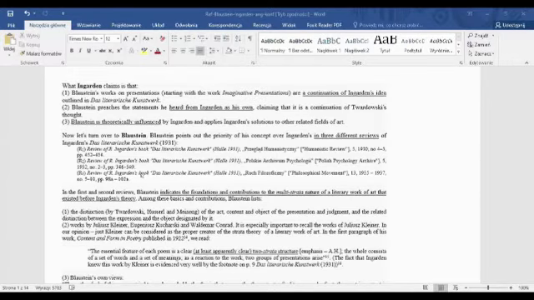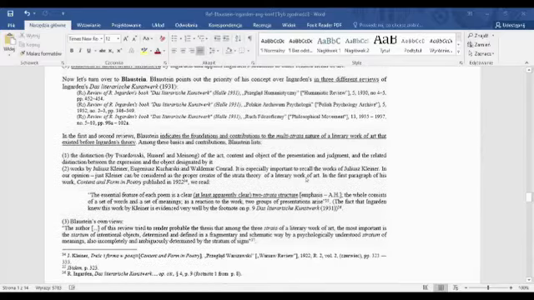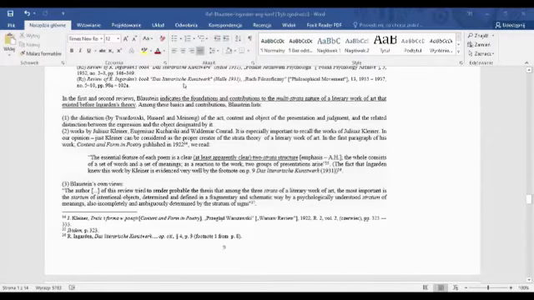Blaustein points out the priority of his concept of imaginative presentation over Ingarden's in three different reviews of Ingarden's Das literarische Kunstwerk. I underlined: in three different reviews. Yes, first in the journal Humanistic Review, the second in Polish Psychology Archive, and the third in the journal Philosophical Movement. In the first and the second review, Blaustein indicates the foundation and contribution to the multistrata nature of a literary work of art that existed before Ingarden's theory.